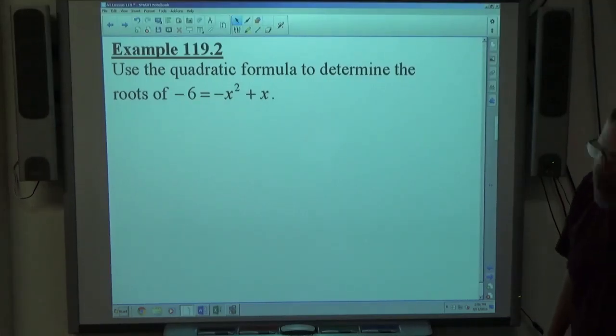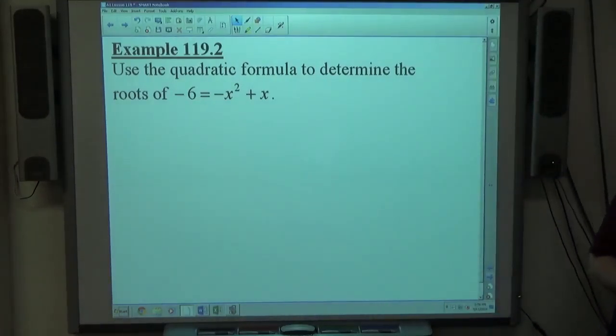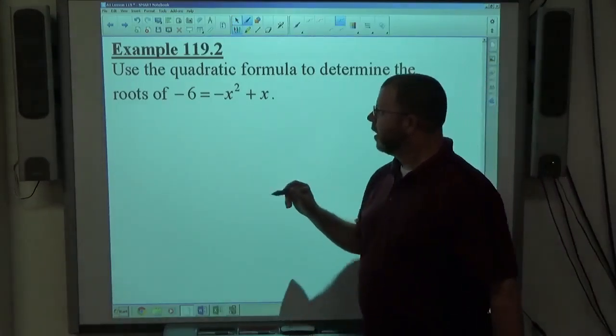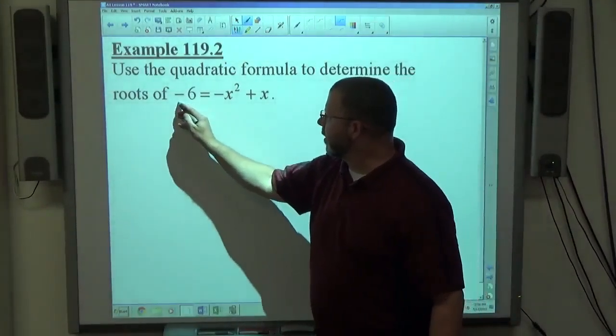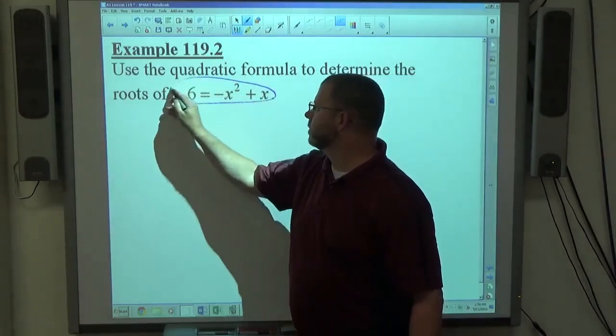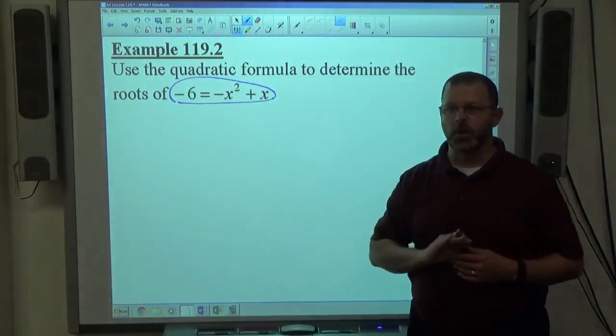Okay, if we move on to example 2, I'm going to show you 2 places you can cut corners on the quadratic formula that you might prefer to do it this way. It's up to you. First thing, this one right here doesn't start off in proper form. Very important. Again, everything descending order equals 0.